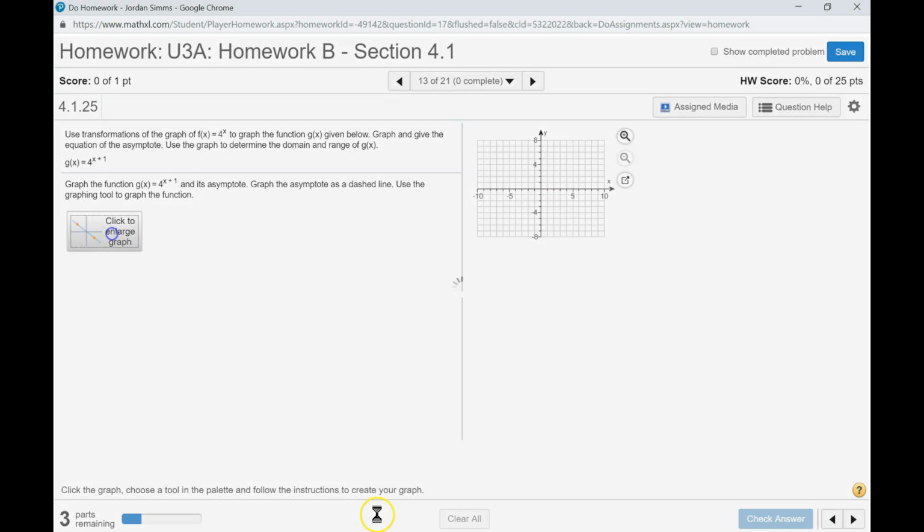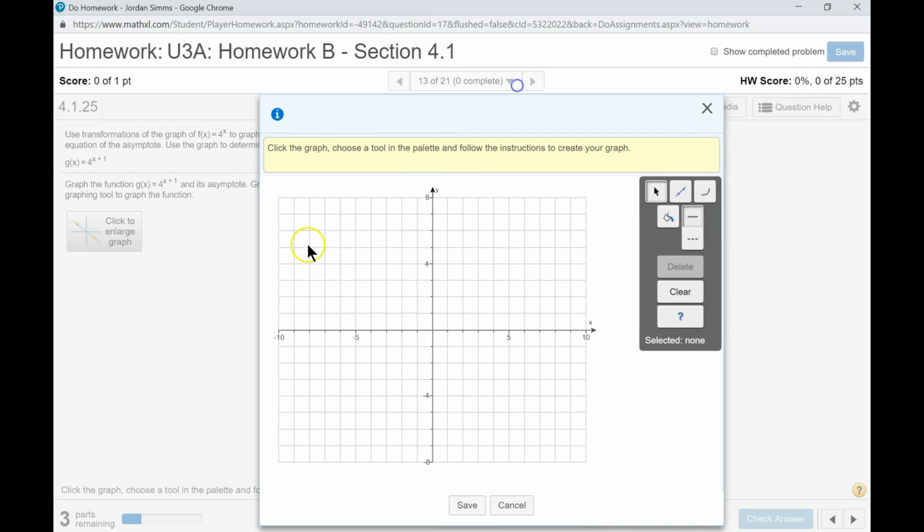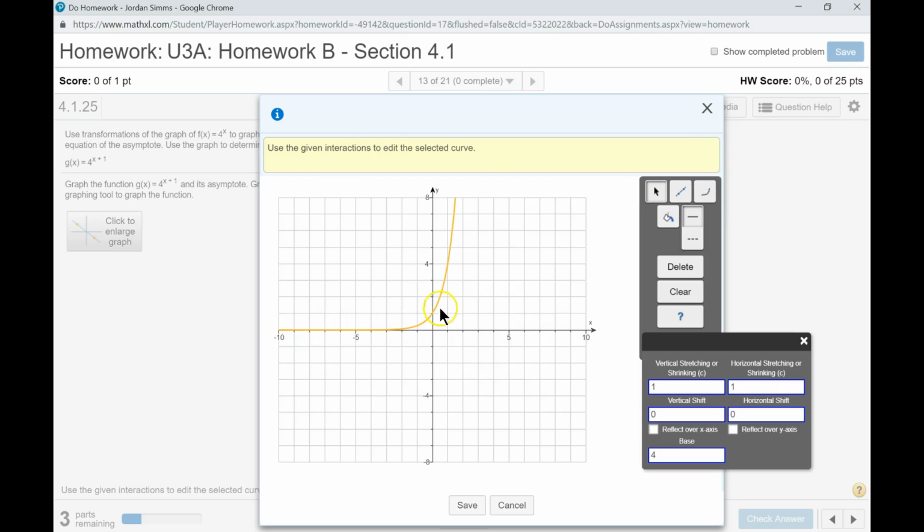I'm going to click my little button here to enlarge the graph. Now what we're going to use is the exponential tool, which is right here. We're going to click that, and you can just click anywhere, and it'll basically just drive in a basic function right there. It doesn't really matter where you click, and we're going to do all of our transformations right here. First things first, always check to make sure we have the right base in. It should, but always double check. Sometimes they put like 0 or 10 or something weird. We have the right base, so that's cool.